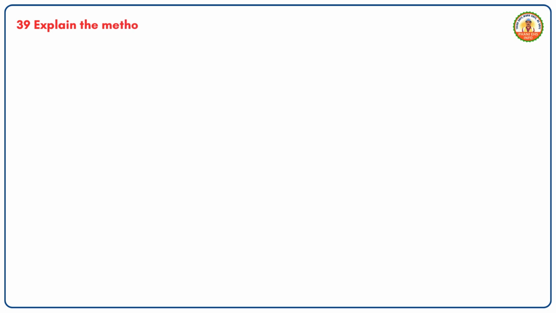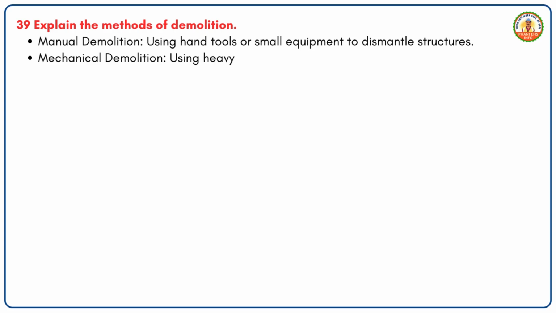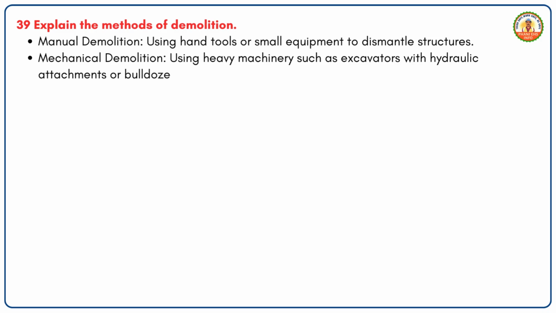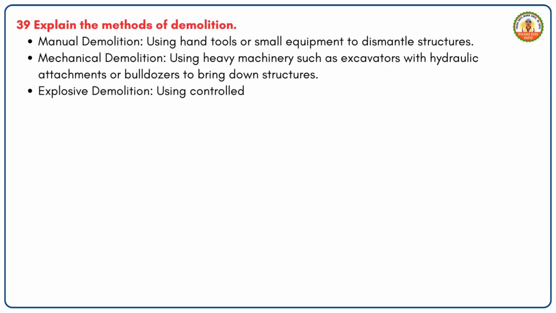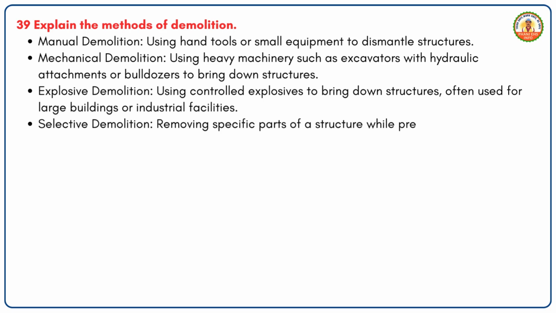39. Explain the methods of demolition. Manual demolition, using hand tools or small equipment to dismantle structures. Mechanical demolition, using heavy machinery such as excavators with hydraulic attachments or bulldozers to bring down structures. Explosive demolition, using controlled explosives to bring down structures, often used for large buildings or industrial facilities. Selective demolition, removing specific parts of a structure while preserving others, often for renovation projects.